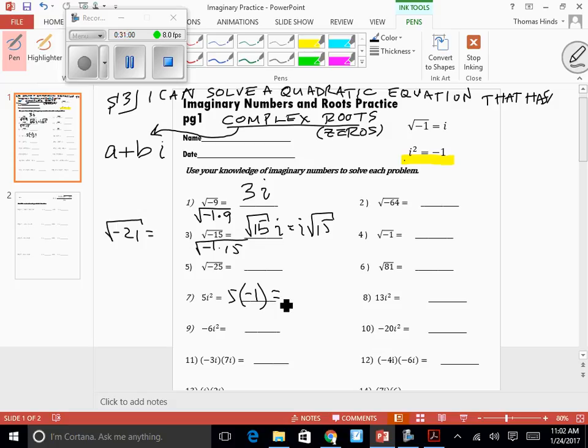Take a look at the answer, see if you're confused. I squared, or I times I, will always equal a negative 1. So this is really just 5 times negative 1. This guy right here, I squared, just means negative 1. So you're kind of just plugging in negative 1 for I squared and then solving.